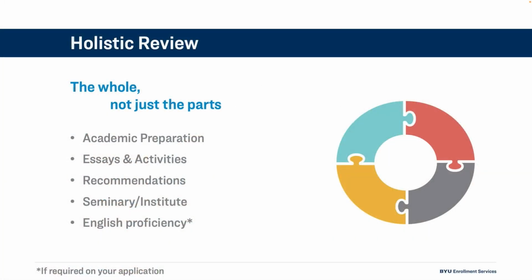The first important thing to know is that BYU uses a holistic review on our application. This means that we're looking at your application as a whole, every single part, not just individual sections. These sections include the academic preparation, your essays and activity responses, recommendations, your seminary and/or institute attendance, and English proficiency if that's required for you. So up next, we have a video that will talk a little bit more about some of the qualities that we're looking for in all of these sections of your application.